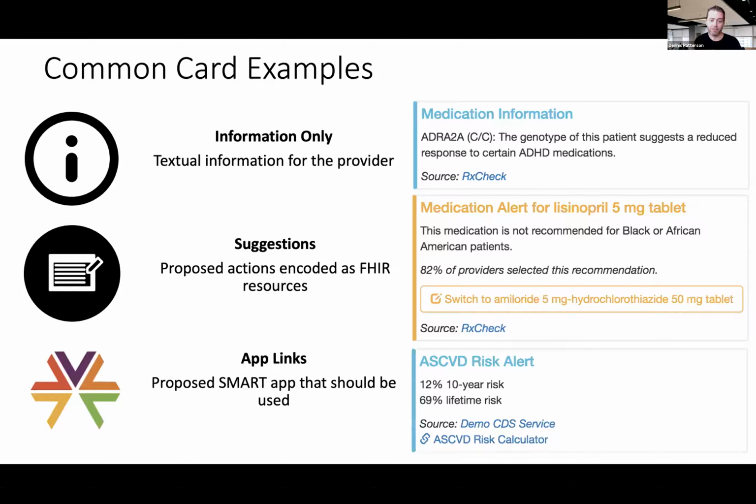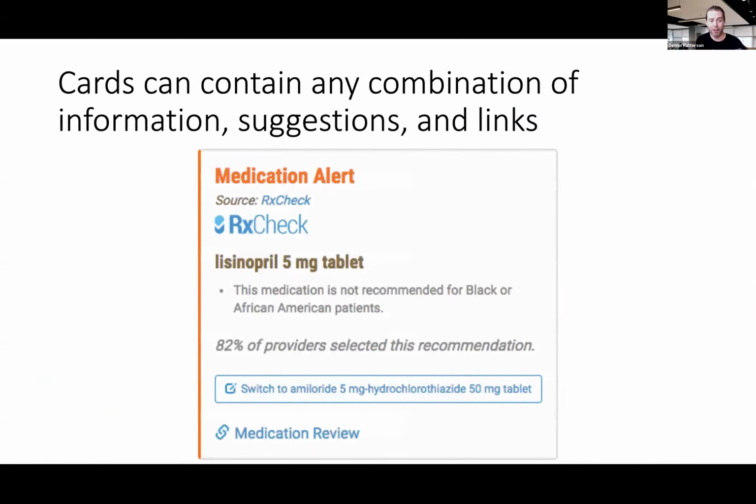And thirdly, that AppLink card. So a recognition of the cardiovascular risk of the patient and a suggestion that they may want to launch this app to dive into that a bit further. Now, when we say information, suggestion, AppLink cards, these are more colloquial terms. There is no card type attribute that forces you to choose one of these different types. Rather, you can take these different kinds of data and combine them as you see fit.